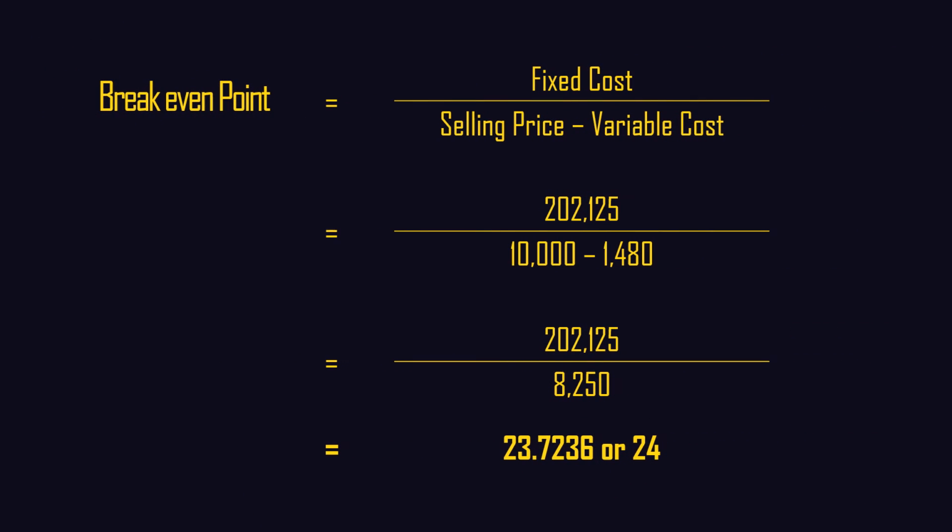So with the aforementioned information and data, we can already compute for the break-even point, which we simply do by using the formula: fixed cost over selling price minus variable cost. We have a total fixed cost of 212,125 divided by 10,000, which is the selling price, minus 1,480 variable cost. We get a total of 212,125 divided by 8,250, to which we get the amount of 23.7236, which we round up to 24, the total units to reach break-even point for our business.